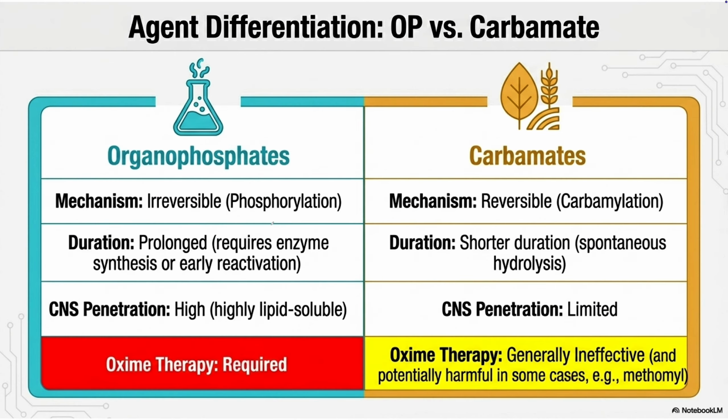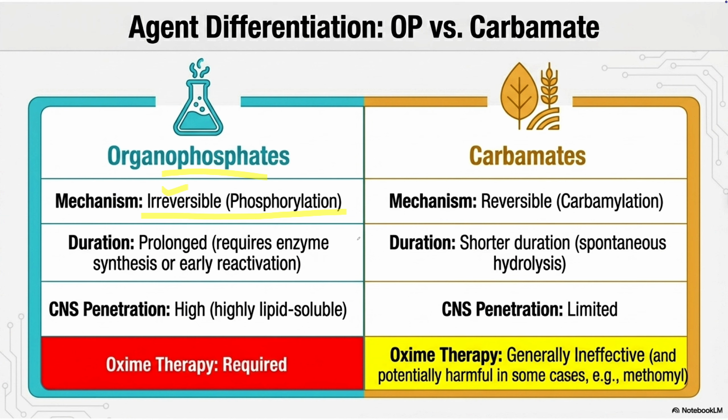Now let's compare organophosphates and carbamates. This distinction is extremely important clinically and also very commonly tested. On the left side, you see organophosphates. These agents phosphorylate the enzyme. That bond becomes very stable and irreversible over time, a process called aging. Once the enzyme has aged, it cannot be reactivated. That's why early oxime therapy matters.